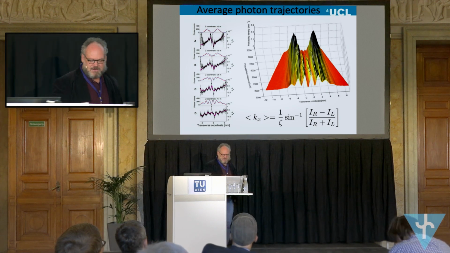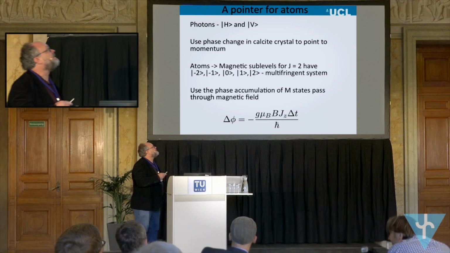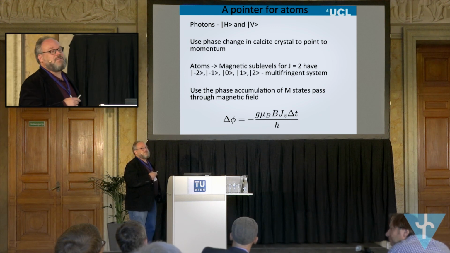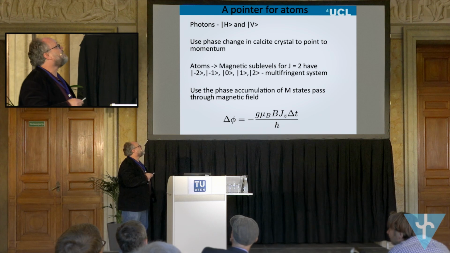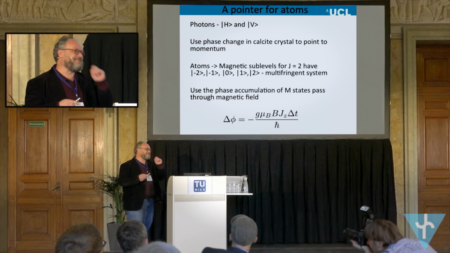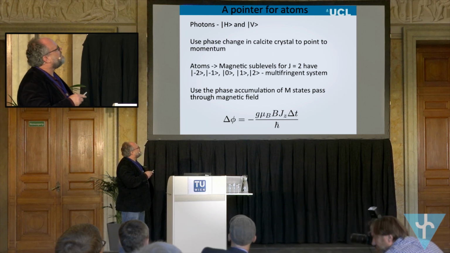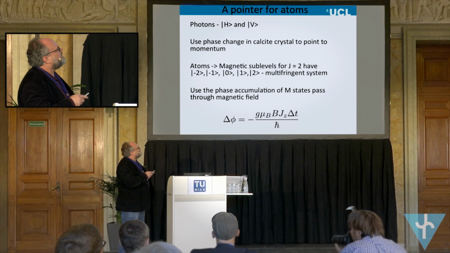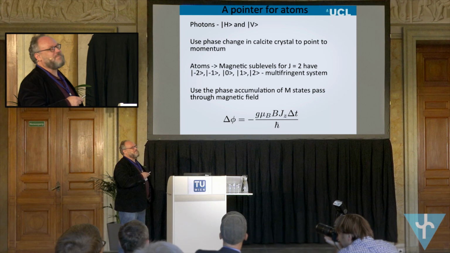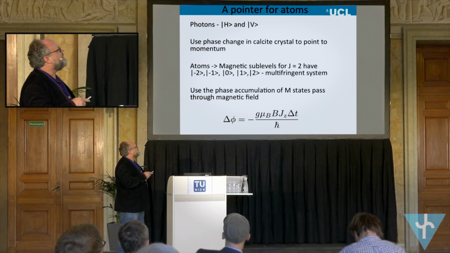So the question is, how can we do that with an atomic system? We need to find a pointer for atoms. For photons, we have this basis of horizontal and vertical polarization, but for atoms we have something a little different. If we consider the magnetic sublevels of, in our case, a J equals 2 system, J equals 2 corresponds to metastable argon atoms, which we happen to have in our lab. So this seemed a useful thing.